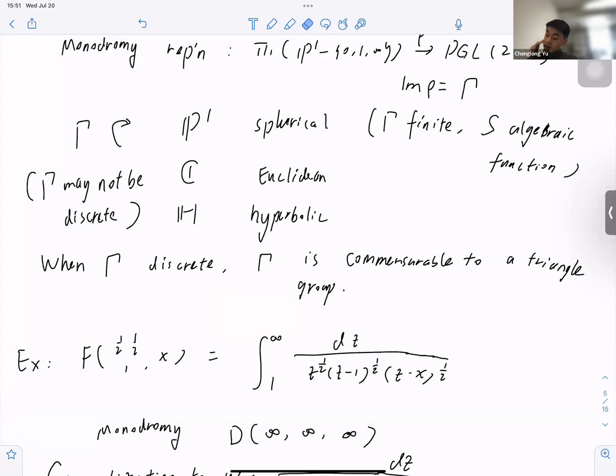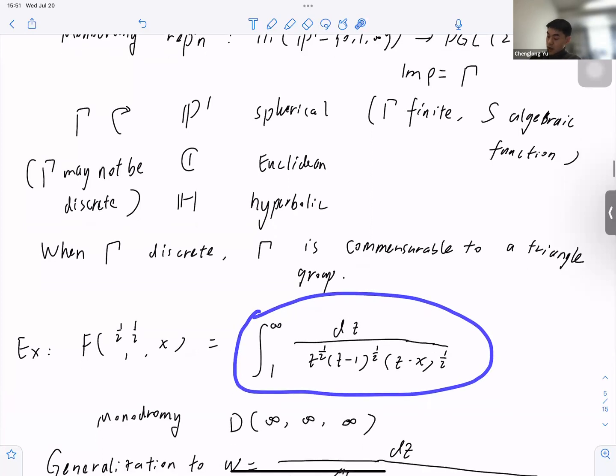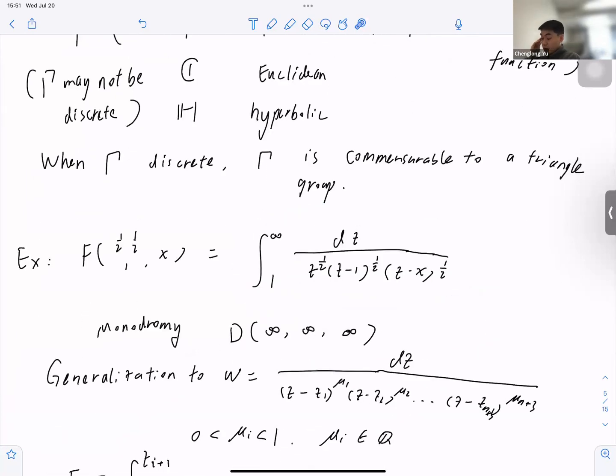When we look at the Legendre family of elliptic curves, then this famous hypergeometric function will appear. So it can be written as this period integral. And the monodromy group of this period integral will have log singularities, or you can call them translation monodromies at 0, 1, and infinity. So the corresponding group will be D infinity, infinity, infinity.